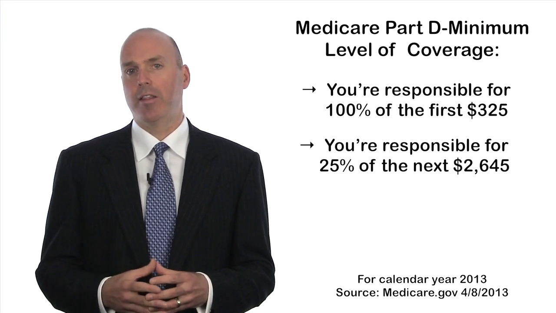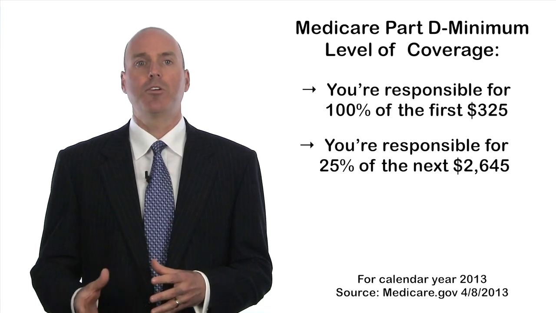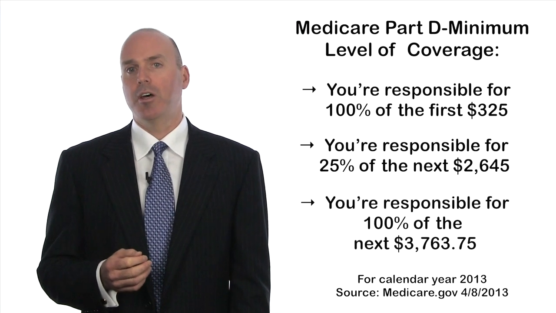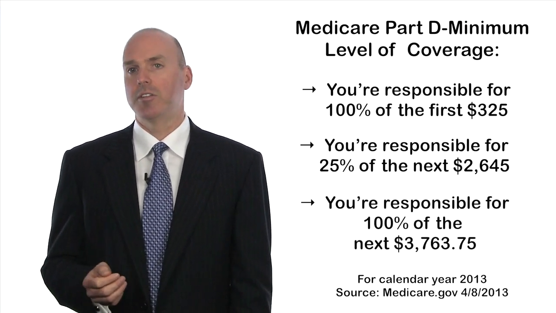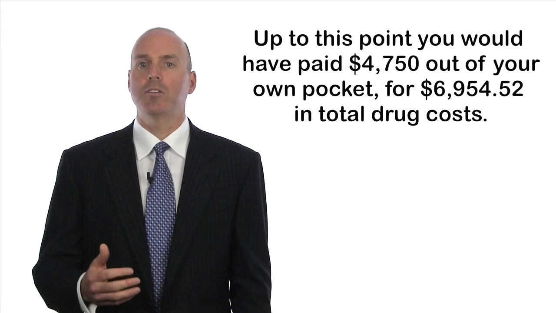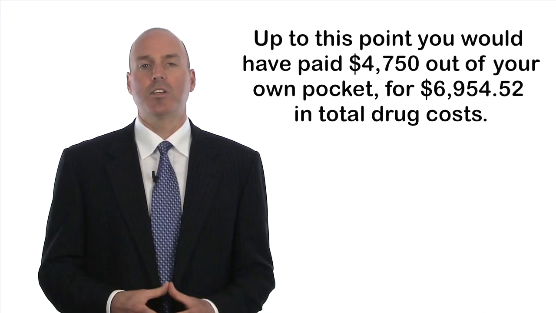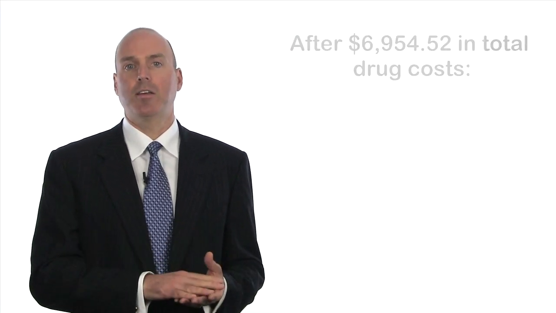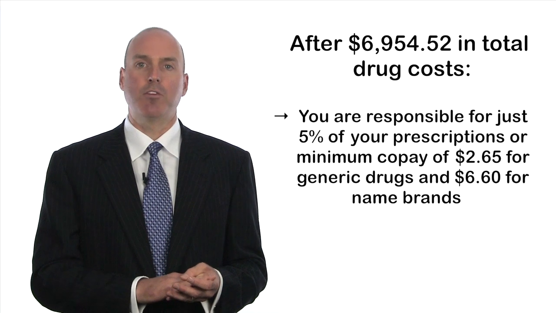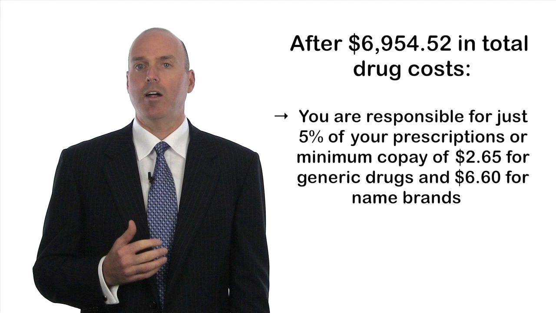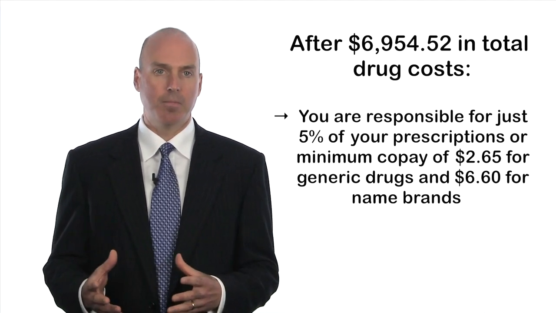Then you'll pay 25% on the next $2,645, so your exposure would be $661.25. Then you're responsible for 100% of the next $3,763.75. This is often called the donut hole, and as you can see, it's very expensive. Up to this point, you would have paid a total of $4,750 out of your own pocket for $6,954.52 in total drug costs. After that, the plan kicks in again, and now you're responsible for just 5% of your prescriptions, or a minimum copay of $2.65 for generic drugs and $6.60 for name brand, whichever is greater.